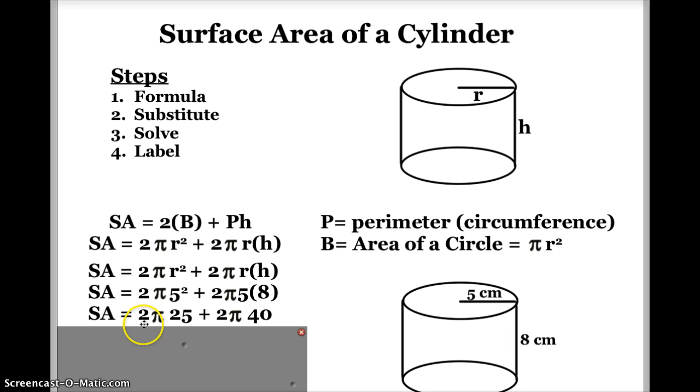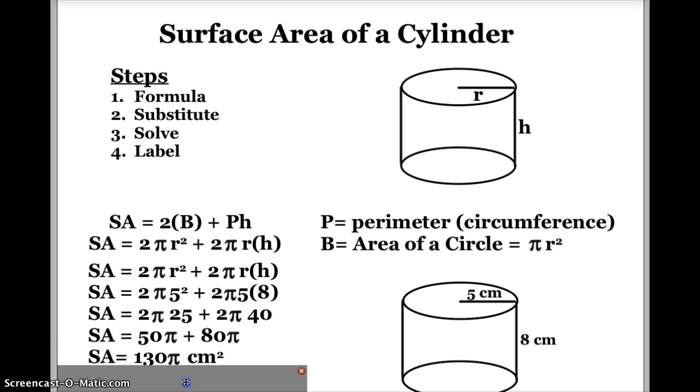Then let's multiply the numbers on the first part and multiply the numbers on the second part. 2 times 25 is 50, 2 times 40 is 80. So I get surface area is equal to 50 pi plus 80 pi. Now, when I solve this, I can just add the two numbers up. 50 pi and 80 pi is a total of 130 pi, and then my units are centimeters squared. Now that is a perfectly acceptable answer. That is an exact answer. Even though it looks kind of vague, 130 pi is an exact answer.